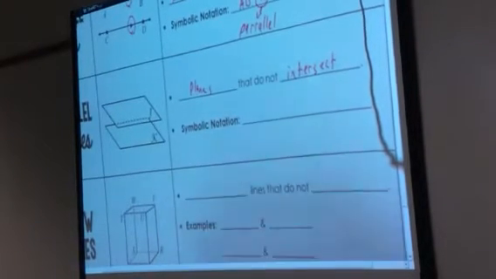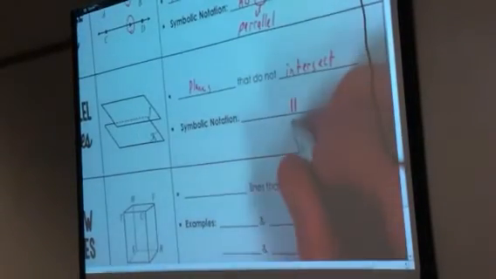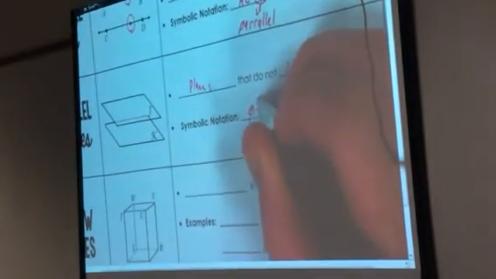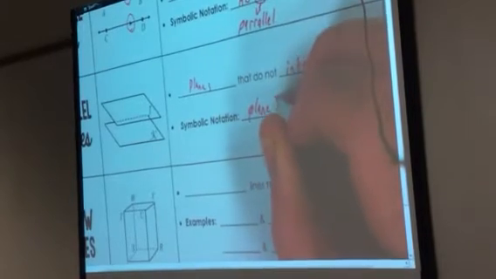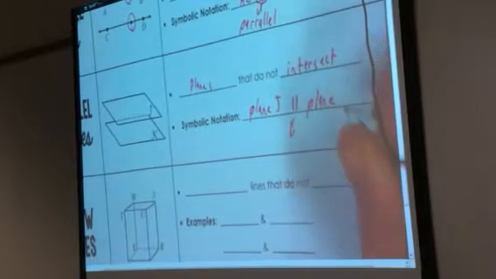Again, the symbol is the same. Anytime I see this, that's always going to mean parallel. But then I could just say plane J is parallel to plane K.